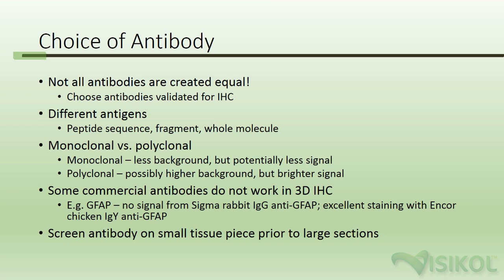Some commercial antibodies do not work in 3D IHC. For example, with GFAP, we obtain no signal with the Sigma Aldrich Rabbit IgG anti-GFAP. However, we obtained excellent staining with the Encore Bio Chicken IgY anti-GFAP. Screen your antibody on a small piece of tissue prior to large sections to ensure that it's compatible with 3D IHC.